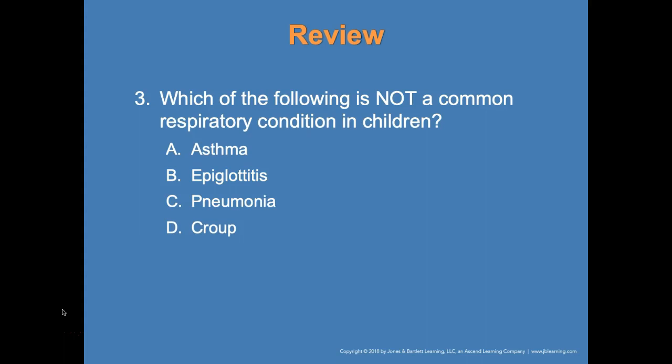Okay. Which of the following is not a common respiratory condition in children? We have asthma, epiglottitis, pneumonia, and croup. Well, our three big ones that we talked about were asthma, epiglottitis, and croup. So the one that's not common in children is going to be pneumonia.